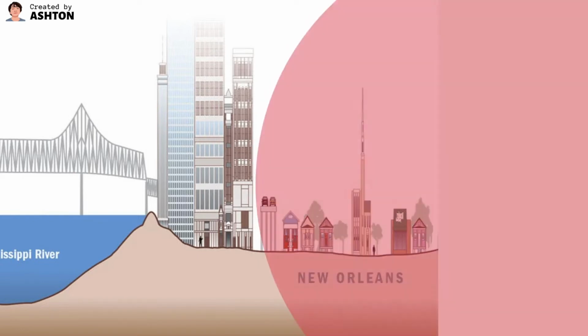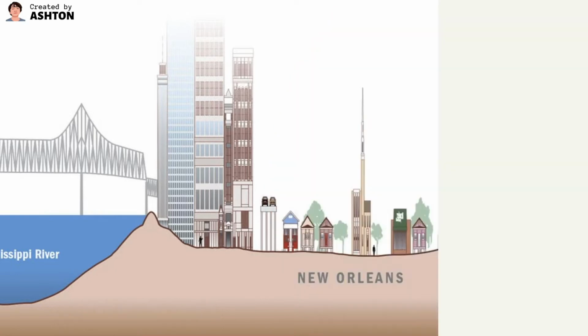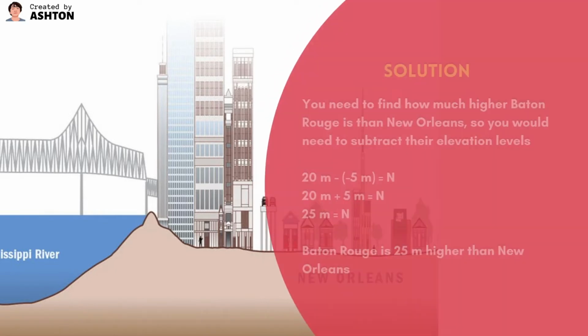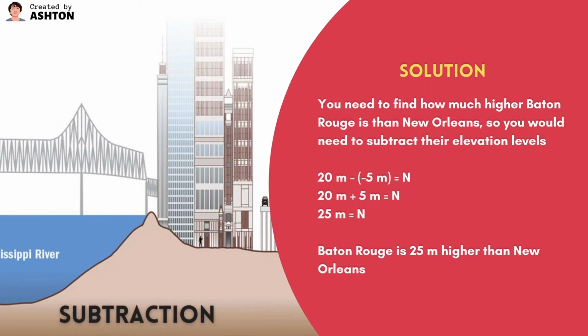Again, let us solve this problem by first writing an expression that represents the situation. You need to find how much higher Baton Rouge is than New Orleans, so you would need to subtract their elevation levels. First, we need to convert New Orleans' elevation to a negative number because it is below sea level, which is 0 elevation. Since we are now subtracting a negative number, we can simplify this to become adding its negated integer.